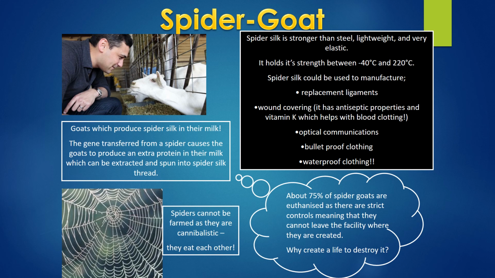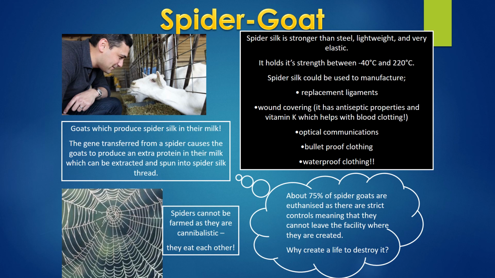Spider goat. Not as good as it sounds. Well, no, it is as good as it sounds. It's pretty good. So they produce genetically modified goats to produce spider silk in their milk. That's a hard thing to say. So they got a gene from a spider that produces the silk, and they inserted it into the genes that produce milk in goats, so that they will produce an extra protein which can be extracted and spun into spider silk thread.